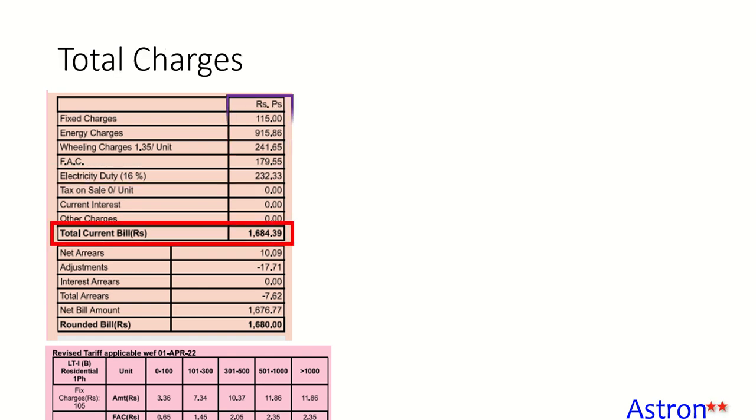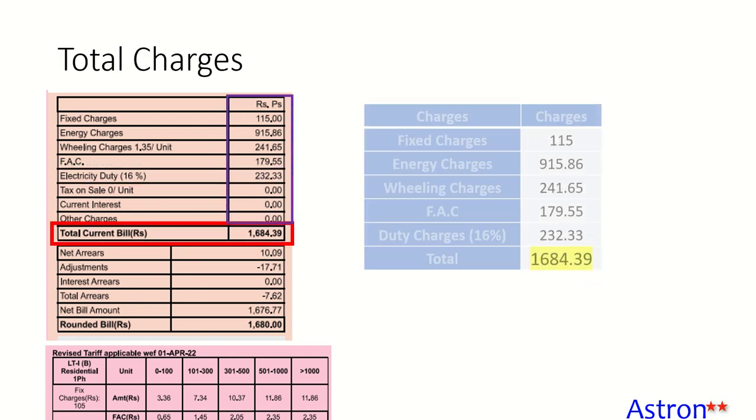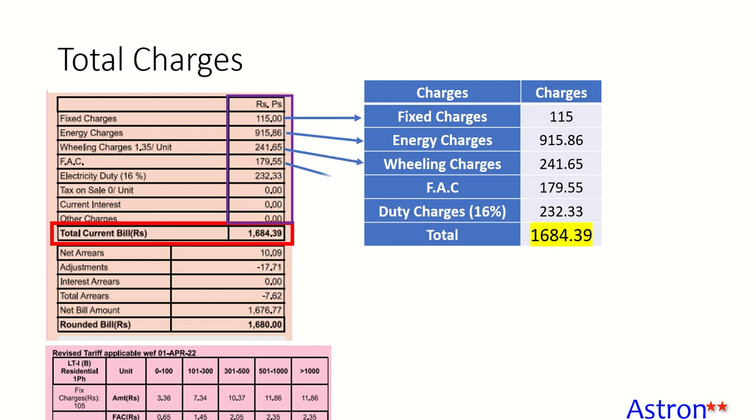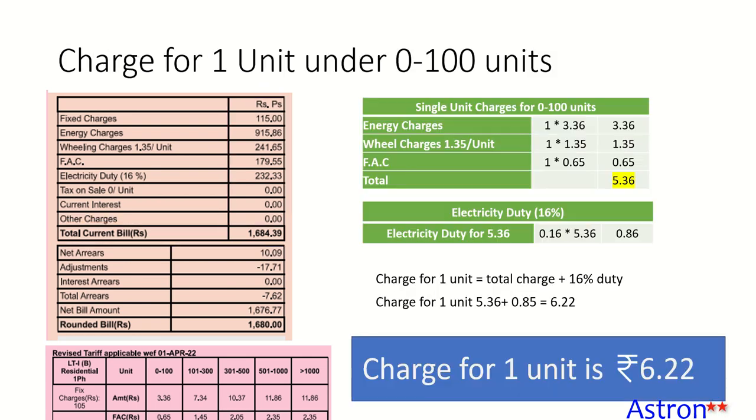In this way, our whole total electricity bill is calculated, and we are charged 1684.39 for 179 units. These charges may vary in different places, but generally this is how it is calculated. Now we will see how much we are paying for one unit when the units are within 0 to 100 units. So let's see that.